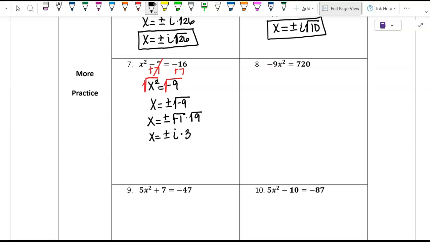Square root of 9 is 3. Now, when we write this, because there's no radical, the 3 does go in front of the i. So this becomes x equals plus or minus 3i. Again, by having that i in the solution, it is telling me that that function does not cross the x-axis. And you will learn more about these imaginary numbers next year.